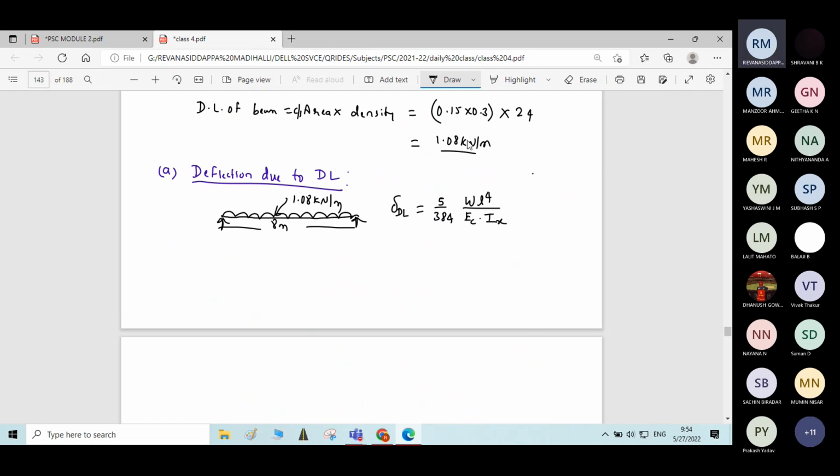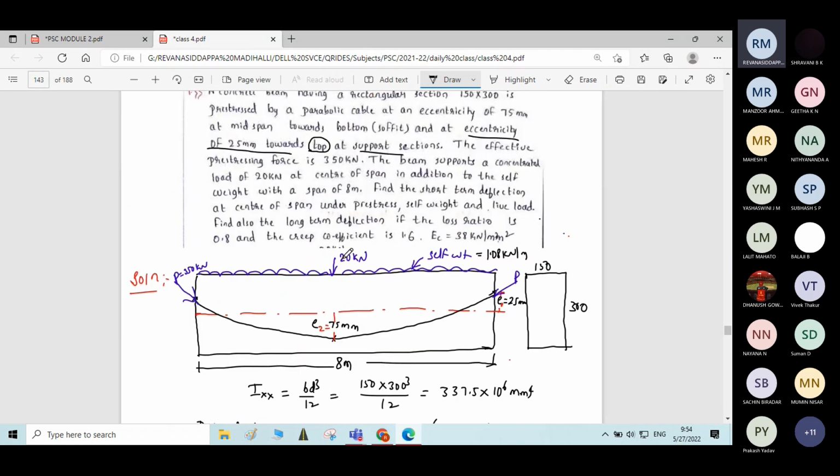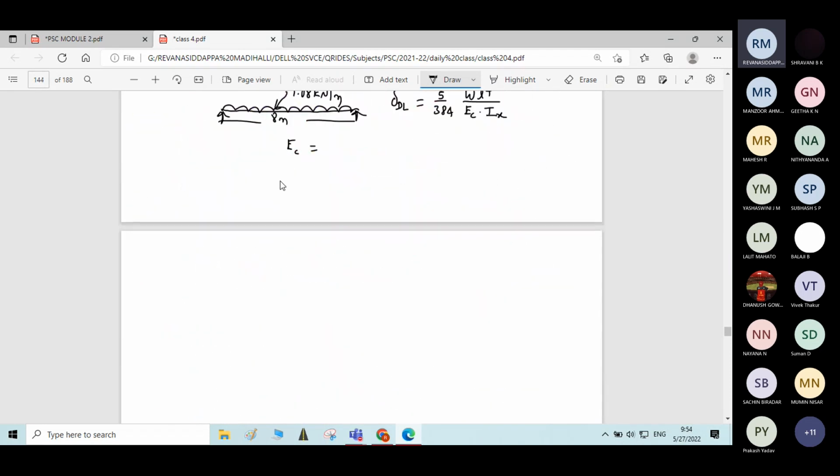Where W is dead load intensity, that is 1.08 kilonewton per meter. And EC, how much is it given? EC is given as 38 kilonewton per mm square. In terms of Newton per mm square, it is 38 into 10 power 3 Newton per mm square. Okay, and length of the beam is given as 8 meter. In terms of millimeter, it is 8,000 millimeter.